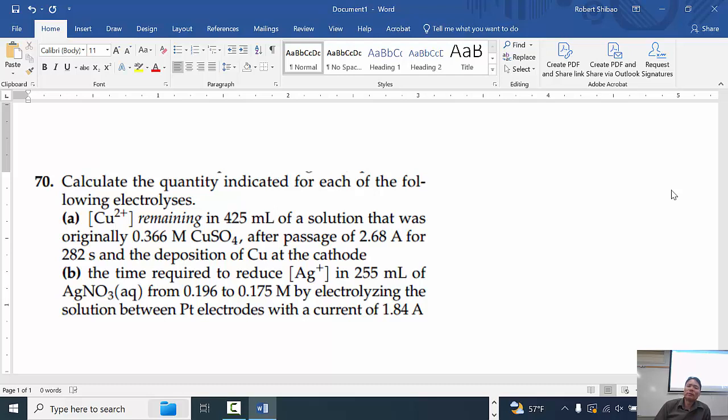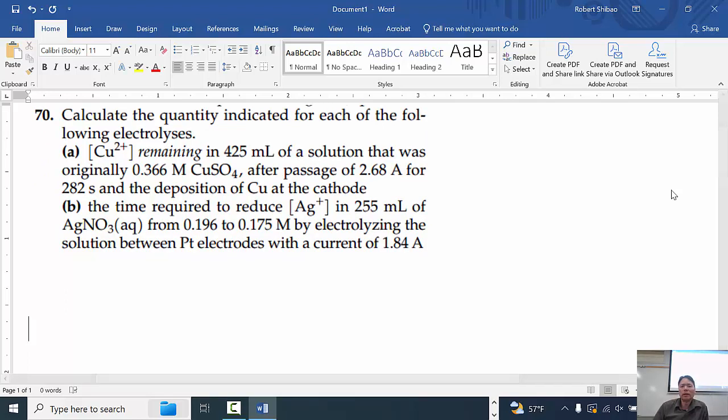The other clue would be "remaining." If it were oxidation, it would say copper 2 produced, or what's the new copper 2 concentration, something like that. But we know the copper is being produced at the cathode. Cathodes are where reduction occurs, so that's where I got it.